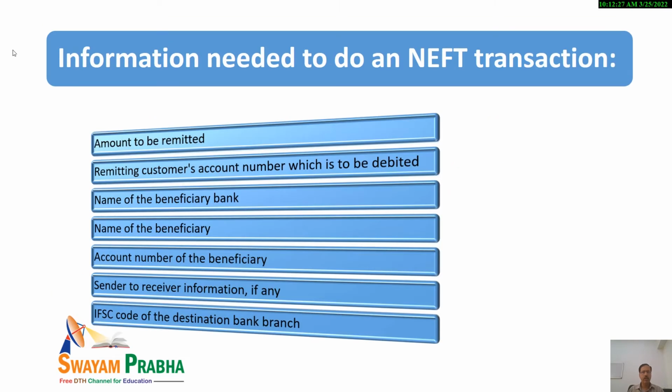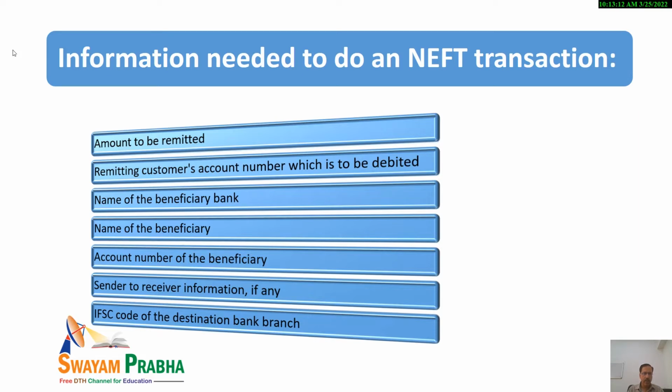Now let us discuss what basic information is needed in order to make an NEFT transaction. First of all, you should be clear. I have already told you the major requirement is that you have a bank account and the other party to whom you want to transfer the money also has a bank account. Now, what are the basic requirements? For one thing, you should be clear what is the amount to be remitted. I think that would be clear to you.